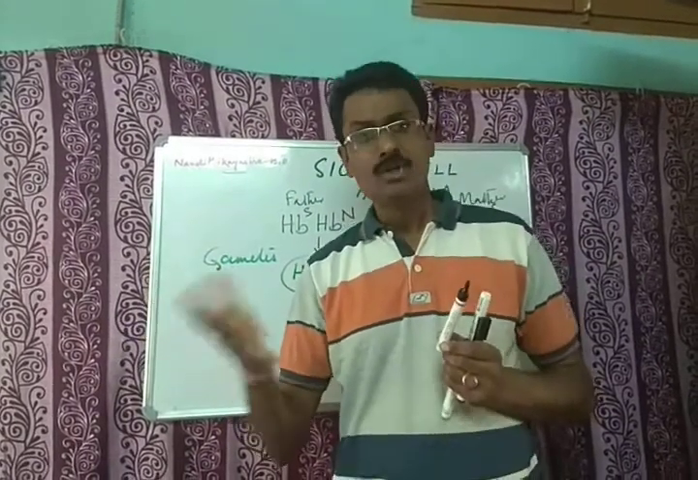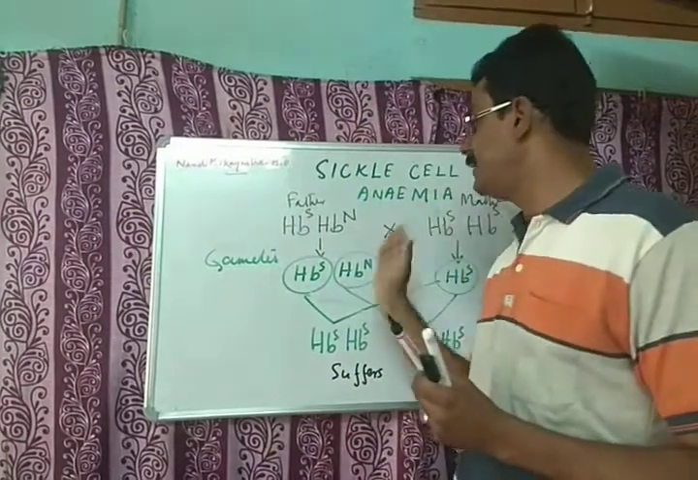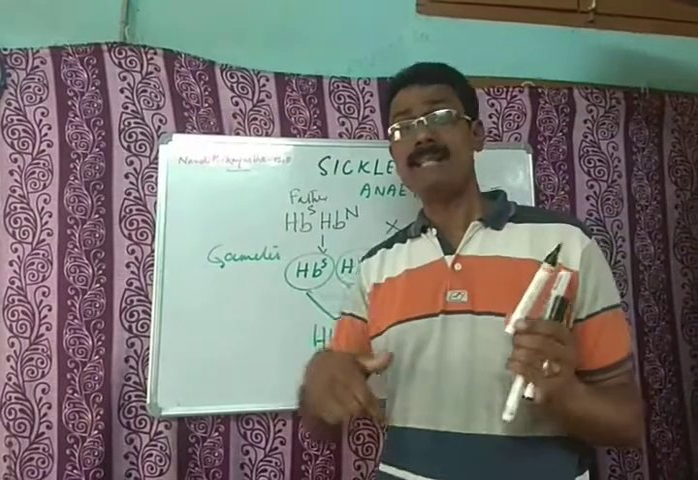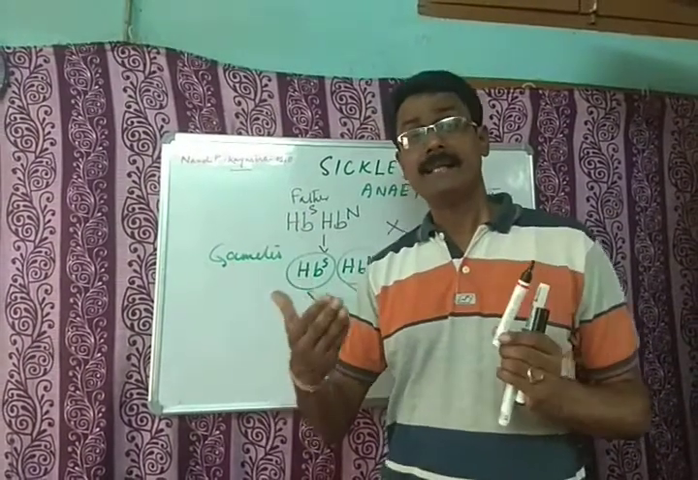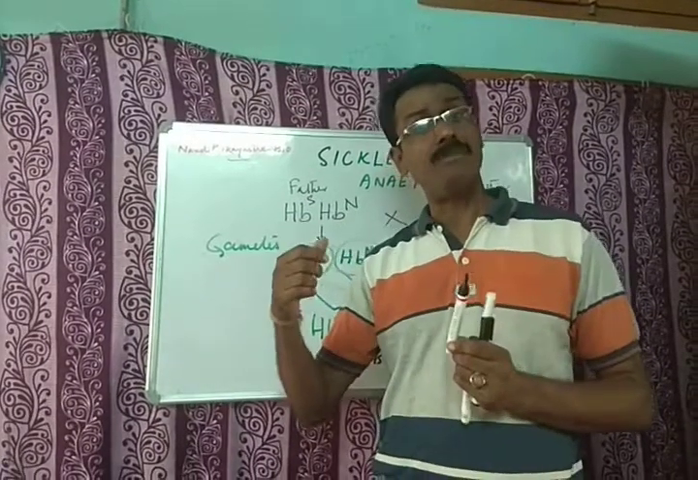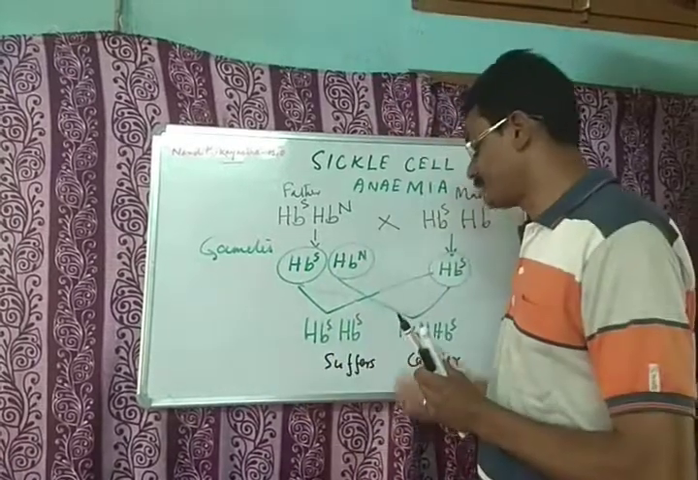Understood? So this is all that we come to know about sickle cell anemia. One crossing of the parental: what will happen if one of them suffers from sickle cell anemia and the other is a carrier? What happens in the offspring?